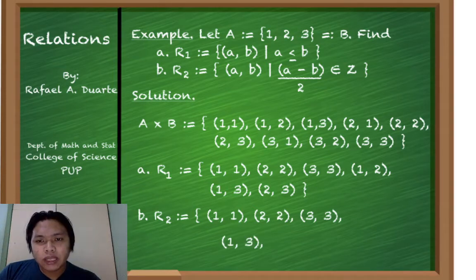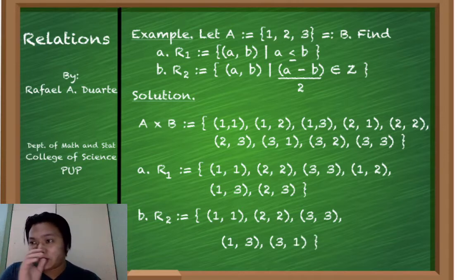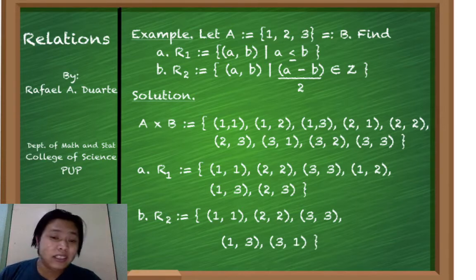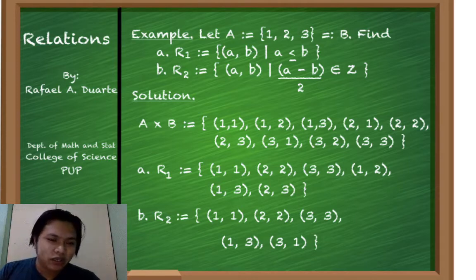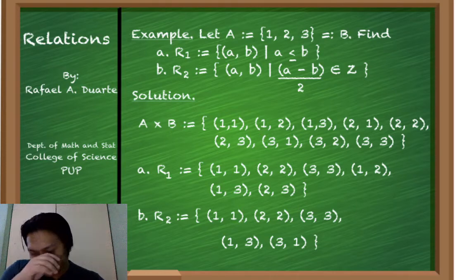How about 2, 1? Si 2, 1, hindi rin yan pasok. Sure ako dyan. 2, 3, hindi rin pasok. Si 3, 1 pasok, kasi 3 minus 1 is 2 over 2 is 1, is an integer. And actually, that's the last one, kasi yung 3, 2, hindi rin pasok. Kasi magiging 0.5 yan. I mean, it's a rational number. Hindi siya integer. So again, for you to get the relations, you need to write yung A cross B and then test every element para malaman mo kung part siya ng relation or hindi.